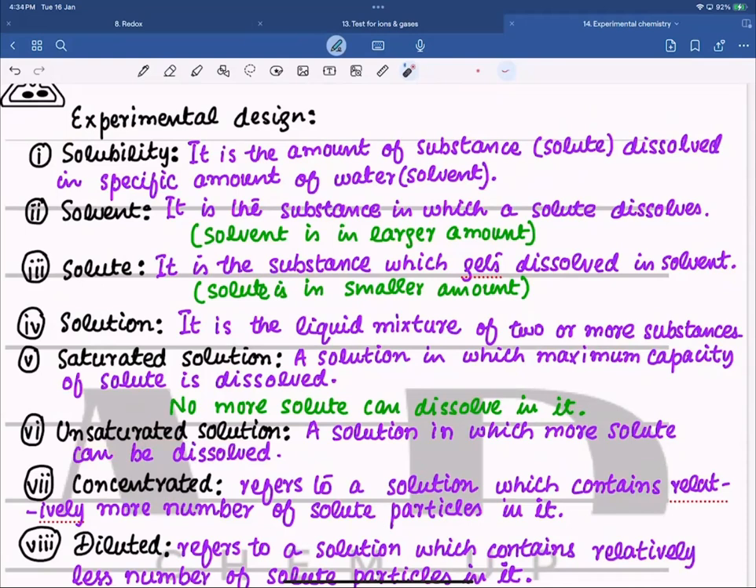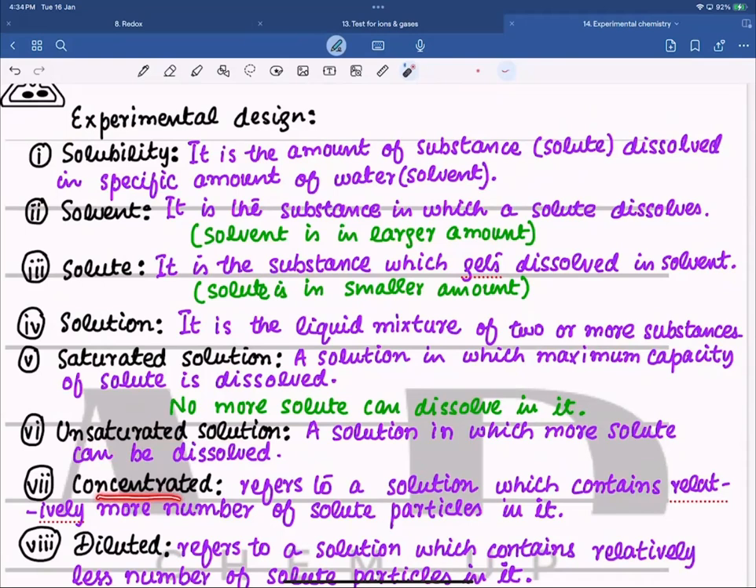So saturated is the one which cannot dissolve any more solute, which is filled with its maximum capacity of solute. The maximum capacity of solute is actually dissolved in it. And the unsaturated is the one which has a capacity to dissolve more solute in it.